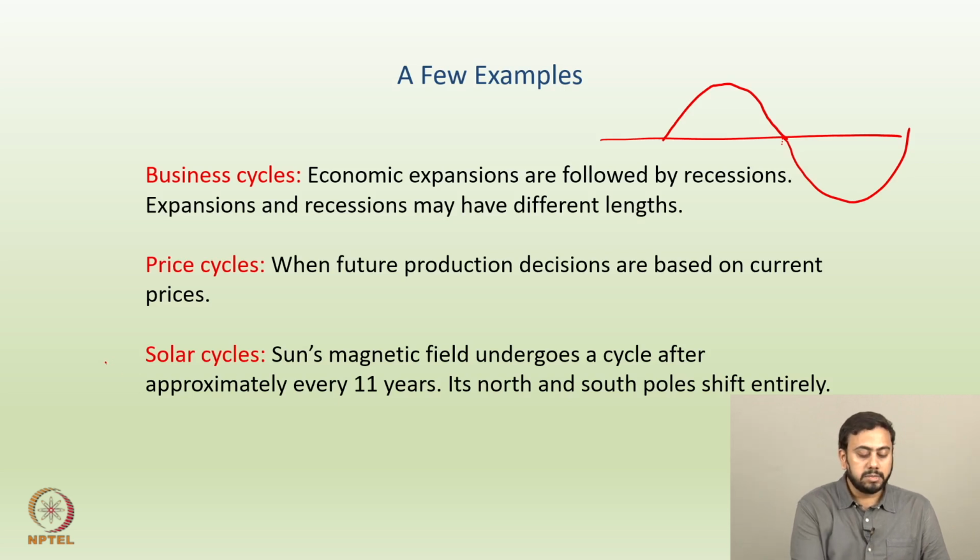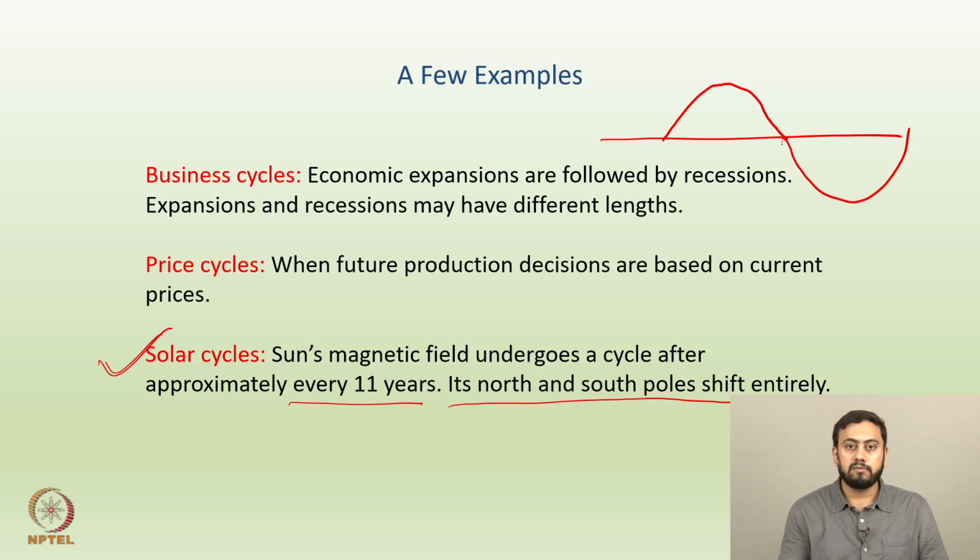Or one can observe some cyclical variations in natural phenomena. Let us say solar cycles, because the sun's magnetic field undergoes a cycle after approximately every 11 years. So, the magnetic field of the sun itself behaves in a cyclical manner and repeats after every 11 years.